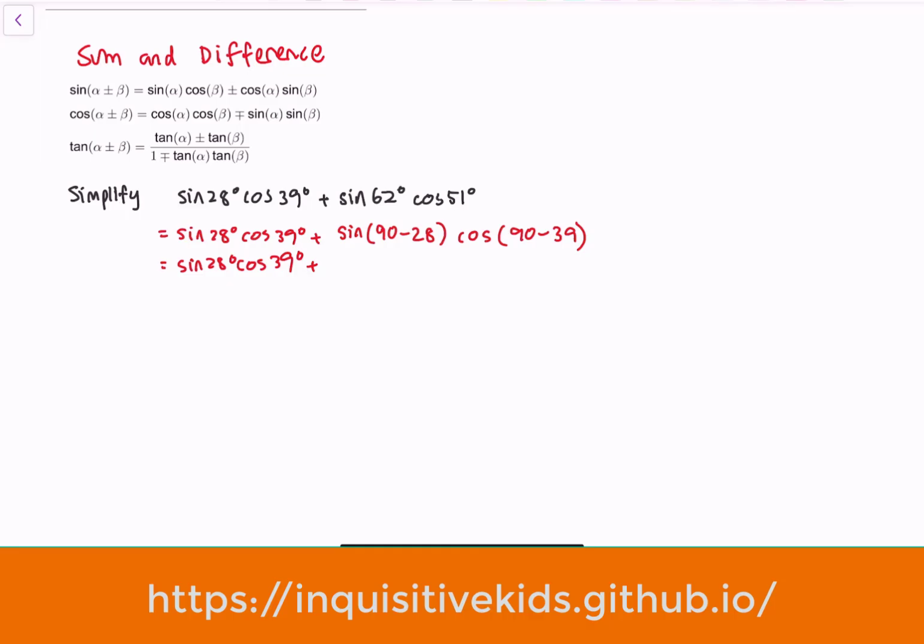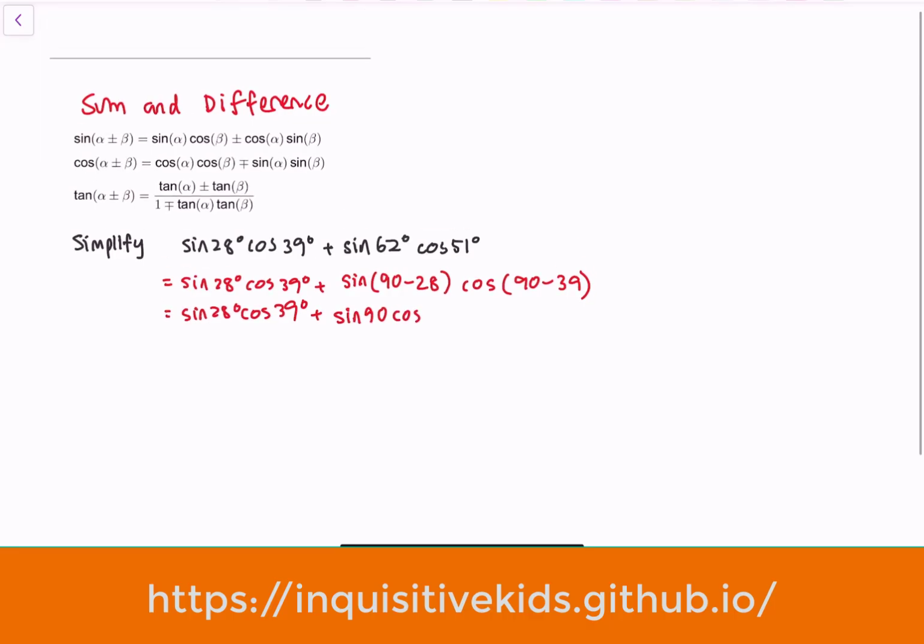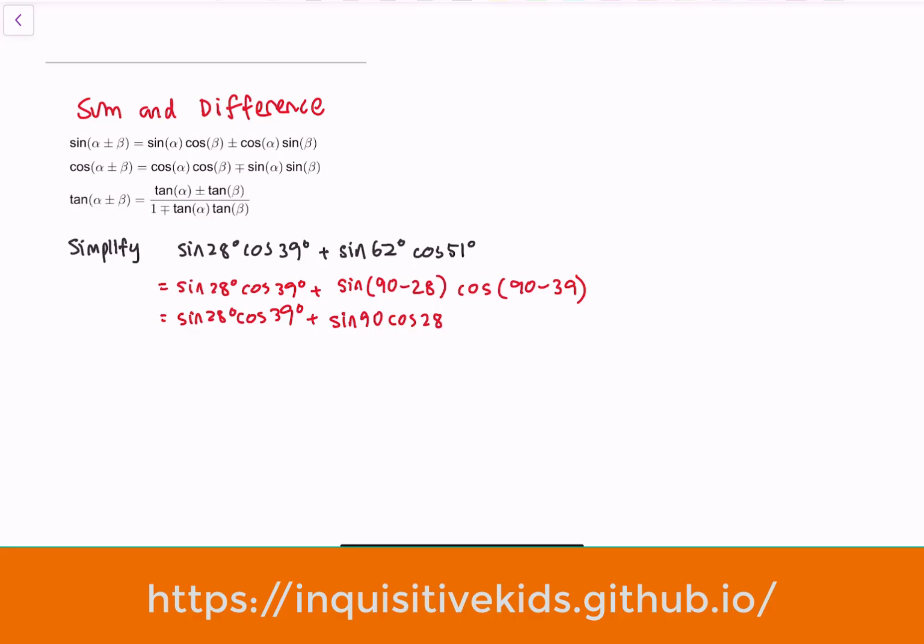Sine of 90 minus 28 is the same thing as sine of 90 times cosine of 28 minus cosine of 90 times sine of 28. And this entire thing is being multiplied to our cosine term, which can also be rewritten using a sum and difference formula. We could have cosine of 90 times cosine of 39 plus sine of 90 times sine of 39.